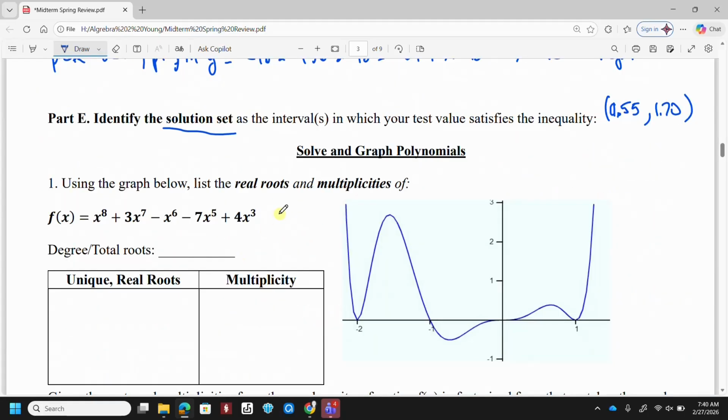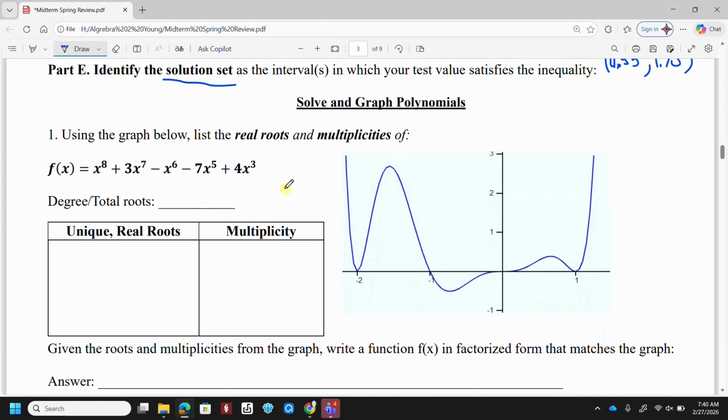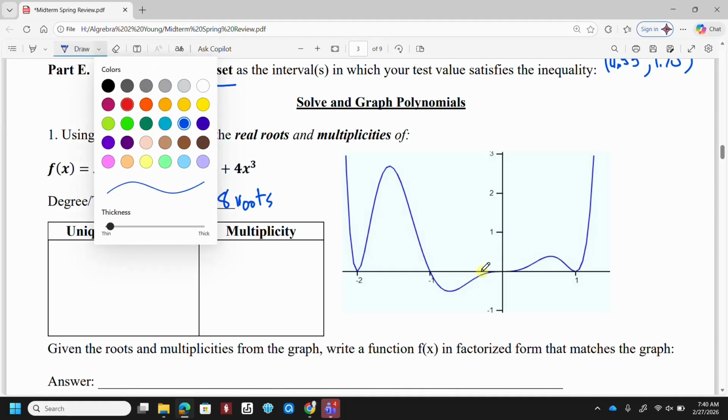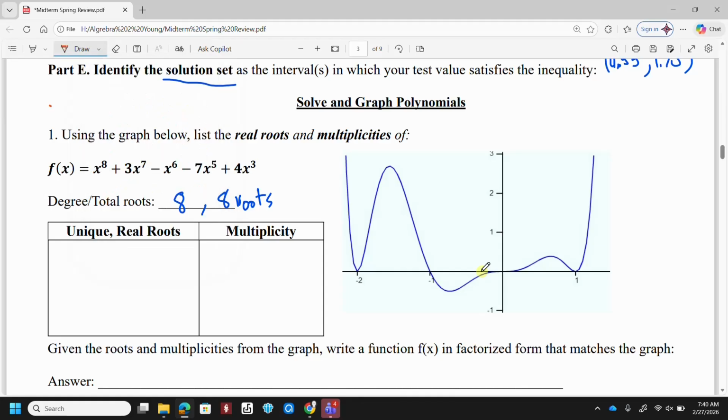All right, this is the lesson that we did recently, but I'm going to go over what I can. Here the degree is 8, so you expect to have 8 roots. Whatever the degree is, that's how many roots there are supposed to be. Let's take a look. Let's use different colors here. Let me explain one more time how to use the graph to find the roots.